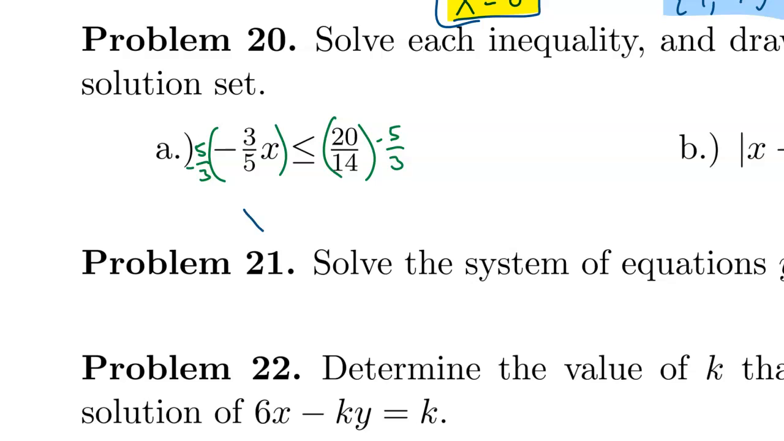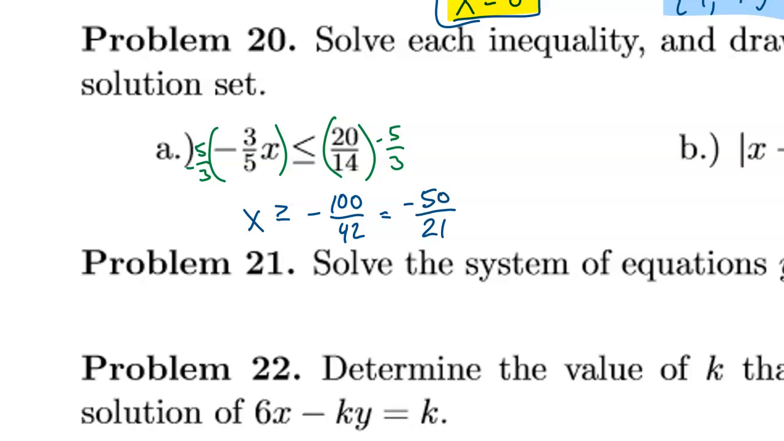So this gives me x is greater than or equal to -100, 5 times 20, over 42. Of course, 100 and 42 are both even, so I can divide each of those by 2 to get -50 over 21. So my solution is x is greater than or equal to -50 over 21.